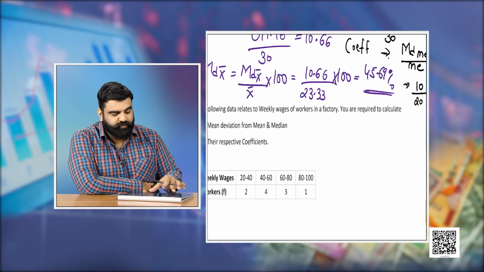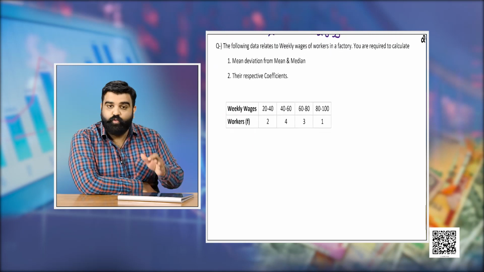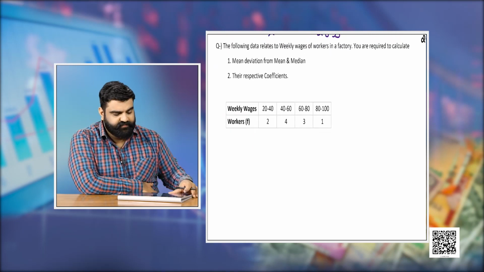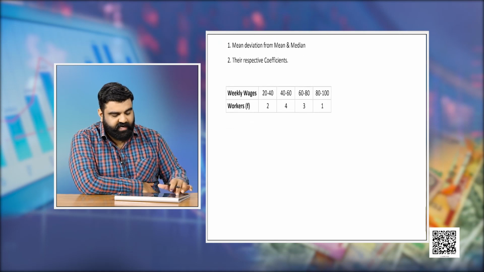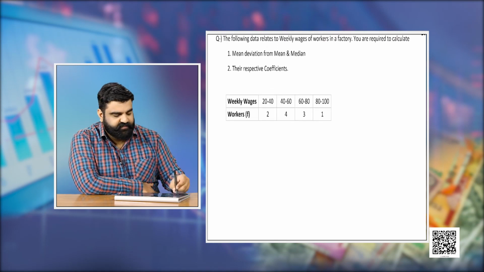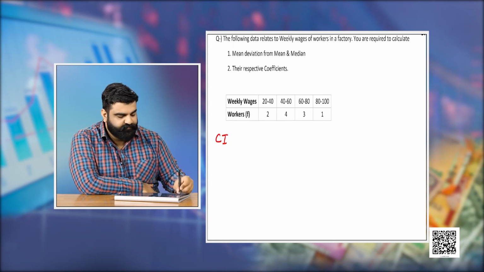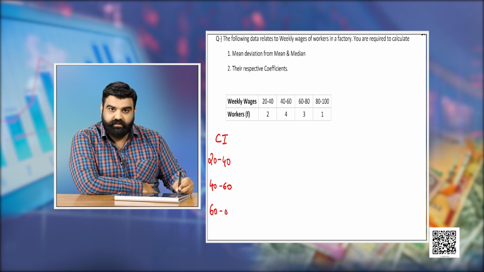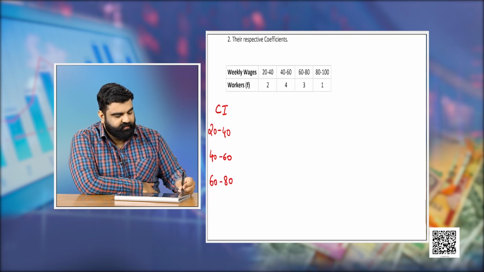Now, let us move on to the next question, which is the question of continuous series. So, we have this continuous series with us. Let us first calculate the mean and median of the series. We have the weekly wages represented by the term class intervals. So, 20 to 40, 40 to 60, 60 to 80 and finally 80 to 100.